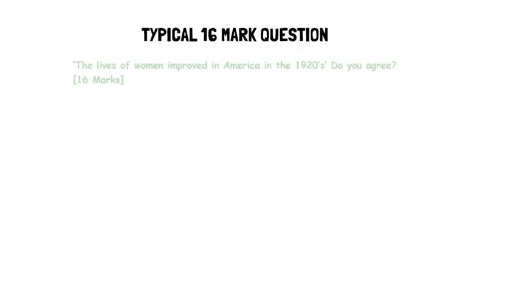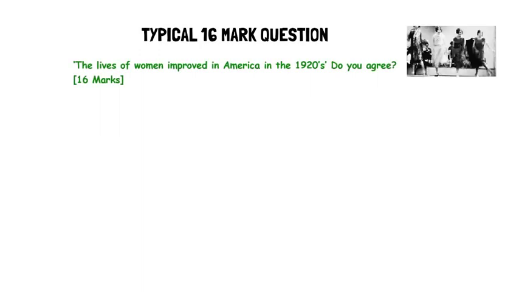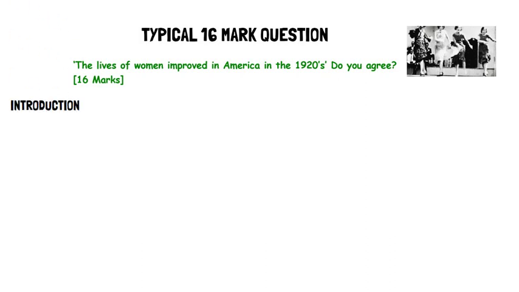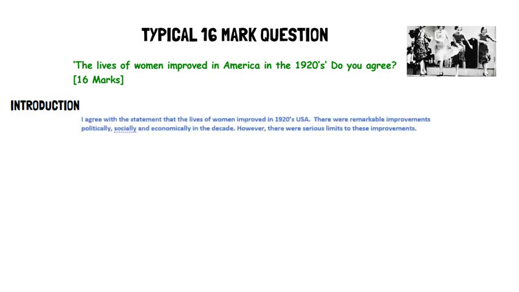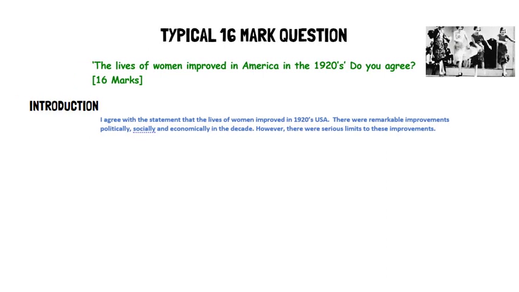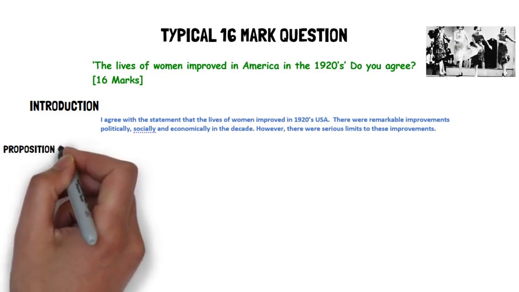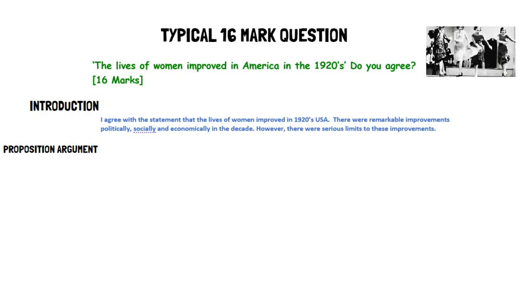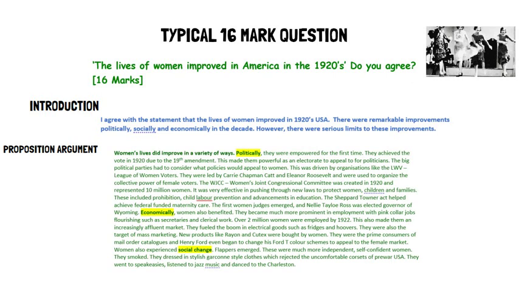A typical 16 mark question will read something like this: the lives of women improved in America in the 1920s. Do you agree? We know that the lives of women did improve massively on so many levels. However, not for all women across America. We have to make sure we get our introduction right. It's really important. The introduction is where you're agreeing or disagreeing with the statement. In this case, I agree with the statement that lives of women improved in the 1920s United States. There were remarkable improvements. However, that word 'however' is really important. You just have to show there that there were serious limitations to that as well.